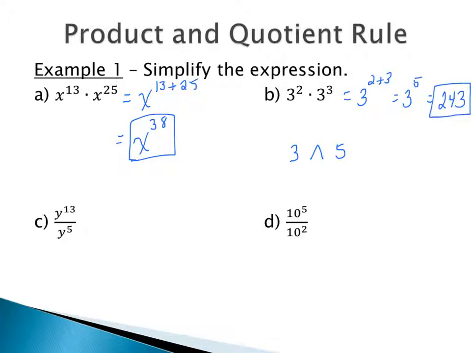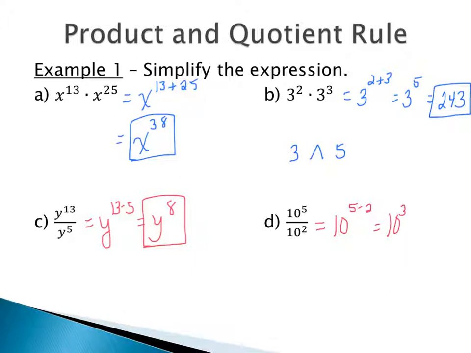With our quotient rule then, we have y to the 13th divided by y to the 5th. They're both the same base. With our quotient rule, we subtract our exponents, so we would have y to the 13 minus 5. So 13 minus 5 is just 8, so this stays y, and we raise it to the 8th power. Again, with our numbers here, we have a base of 10, so we're still dividing, but we keep that same base. So we're going to have 10 raised to the 5 minus 2. 5 minus 2 is going to be 3. So we have 10 to the third power, which would just be 1,000.